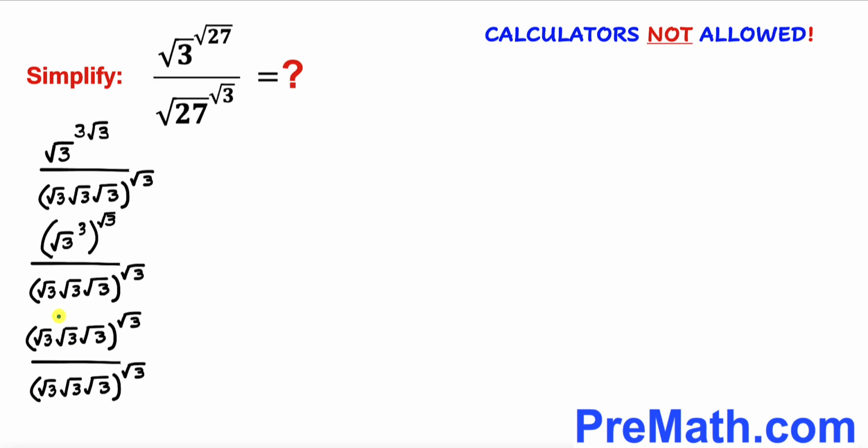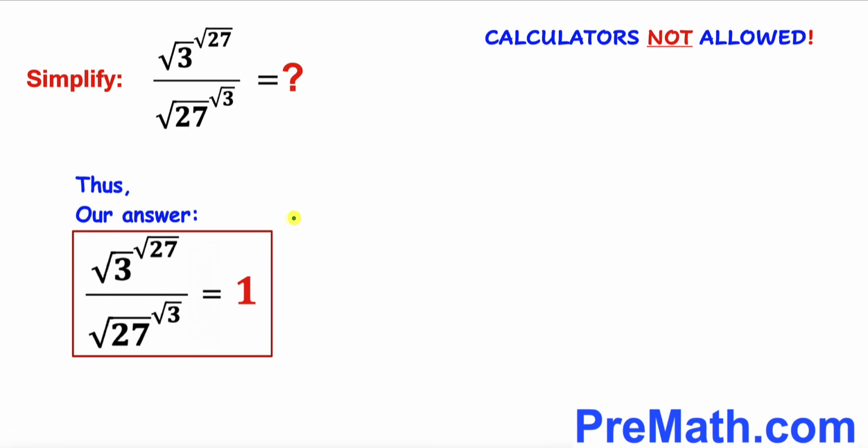And now we can see our numerator and denominator are identical, and they cancel each other out. So therefore we end up with this answer, 1. So thus, after all the calculations and manipulations, the answer to this given expression turns out to be equal to 1. And that's our final answer.